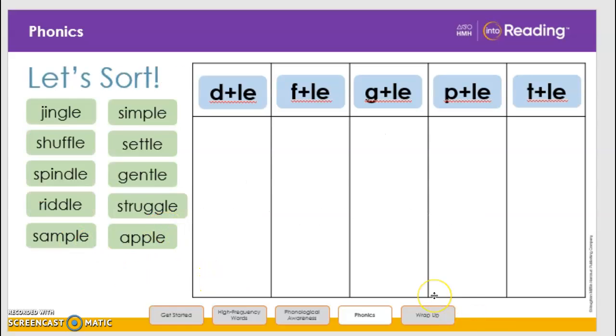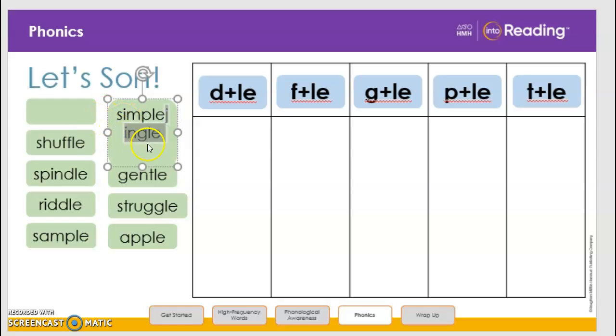All right, so look at the letters at the top of the chart, and let's sort the words at the left by using their endings, okay? So again, we're using the endings. So let's do the first one together. The first word is jingle. What is the final syllable in this word? Jingle. Yes, G-L-E. So we're going to put the word jingle under the heading that says G plus L-E.